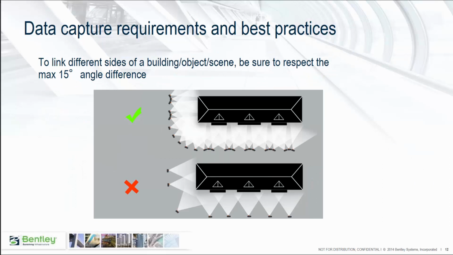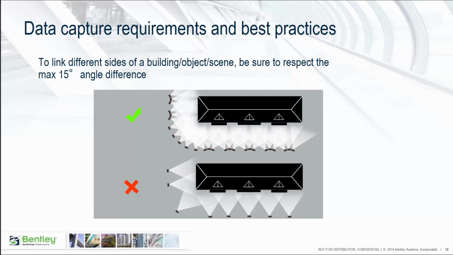To link different sides of a building or an object or a scene, be sure to respect the maximum 15-degree angle difference. Too often we see customers having issues with their dataset for this reason. Last example to date is a customer trying to capture a bridge. Both sides of the bridge were captured almost perfectly, but hardly enough photos were linking the two sides of the bridge. So at the end of the day, the AT was not working properly and the complete model was not reconstructed.